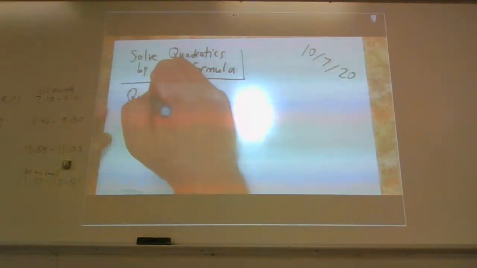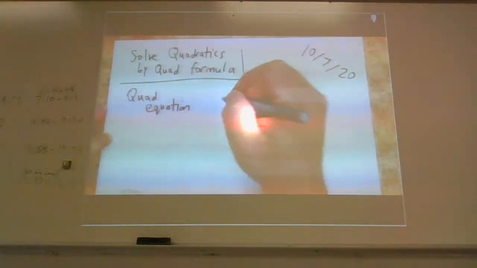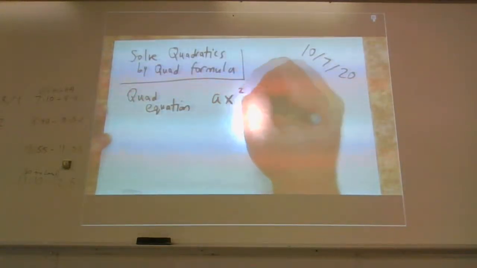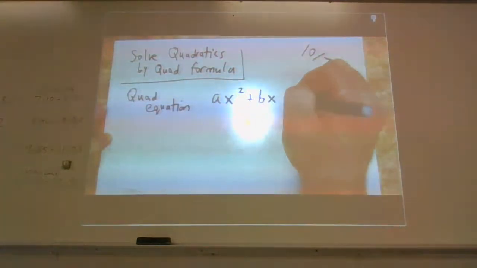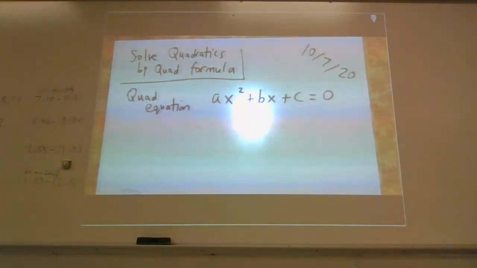Okay. First, we have a quad equation. This is what I typed into Desmos to start this thing. This is your generic quadratic equation: ax squared plus bx plus c. This is how you recognize what the quadratic looks like. It has to have an x squared.